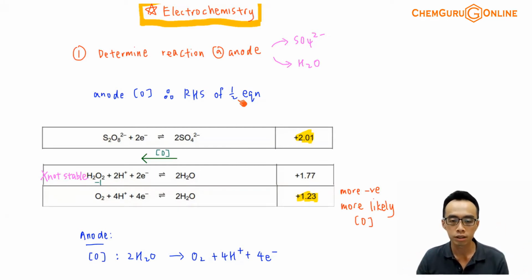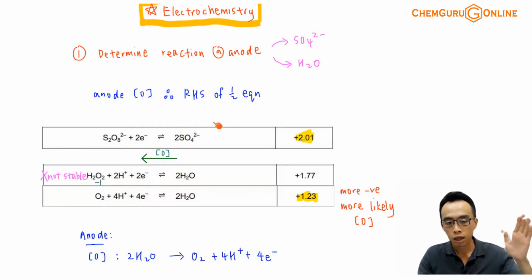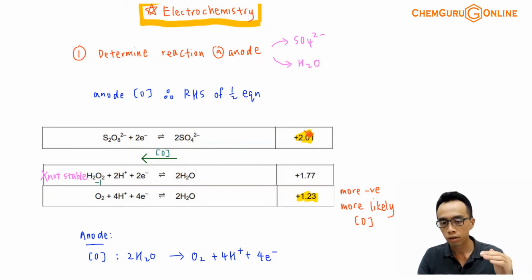Involving sulfate, I think this is easy. There should only be one of them. SO4 2- on the right hand side, S2O8 2- on the left. E value, it is a plus 2.01 volt. So this is the one that we will be using involving sulfate.